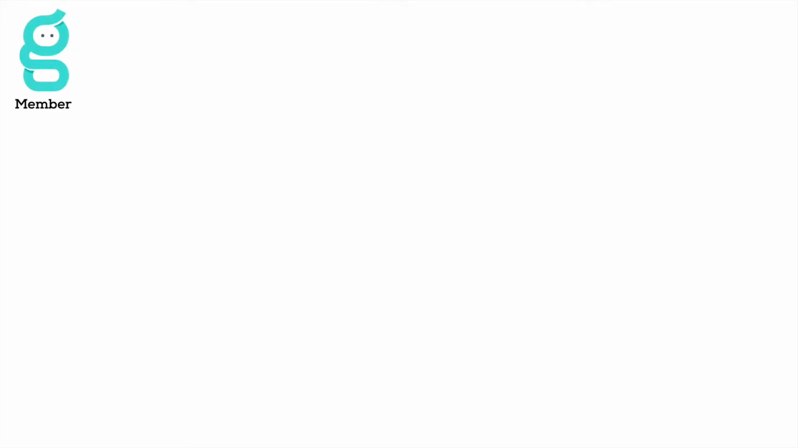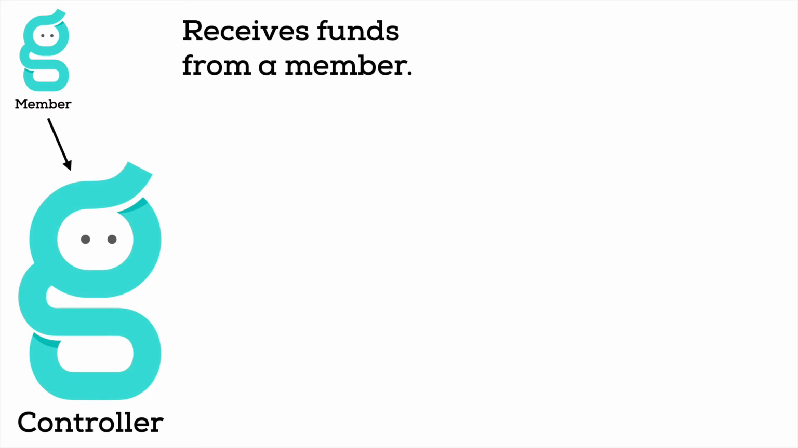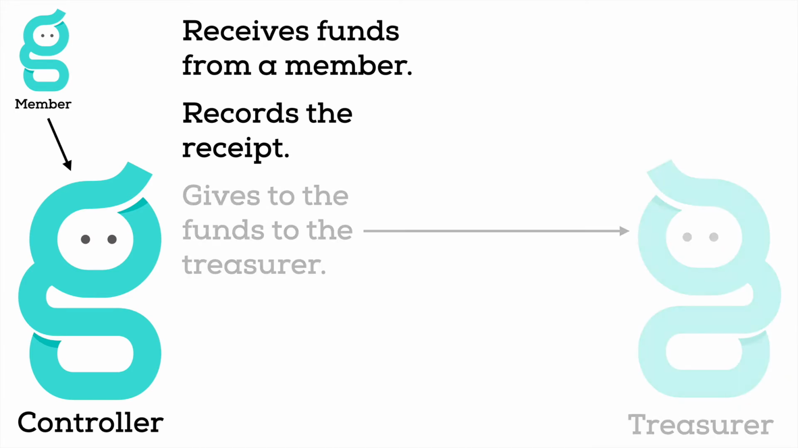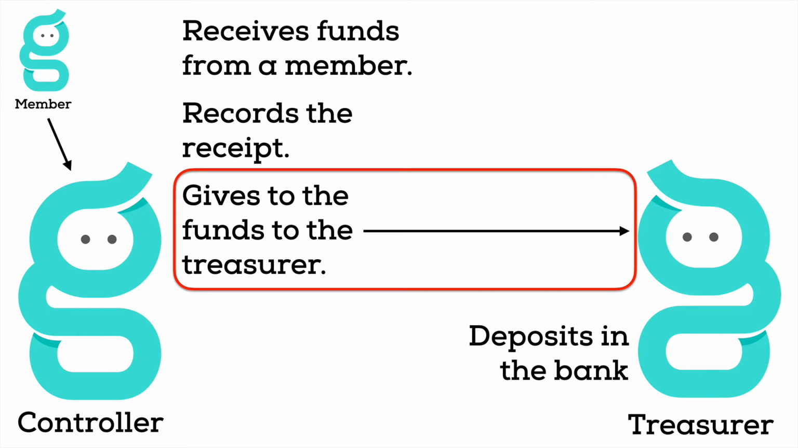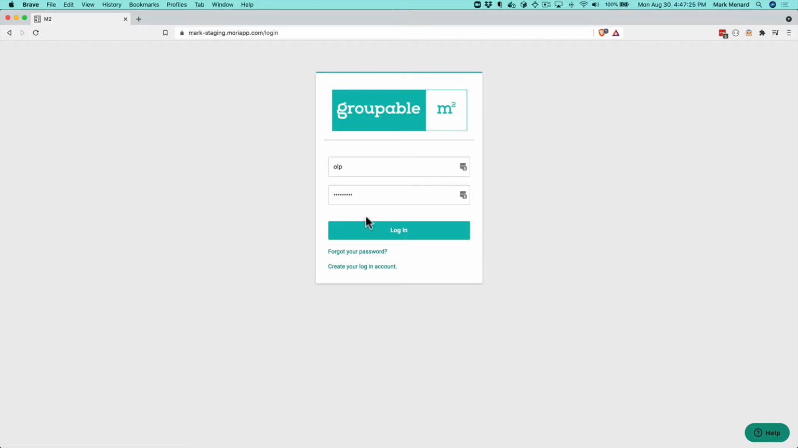So we've got a member. And you receive some funds from that member. They give you your dues payment or donation or something like that. And you're the controller, or maybe you're called the secretary, but you fulfill that controller function. So you're going to record that receipt in the system. Then you're going to give those funds to the treasurer. And the treasurer is going to take those funds and deposit them in the bank. And we're going to cover how we do that process of documenting the transfer of the funds from the controller to the treasurer.